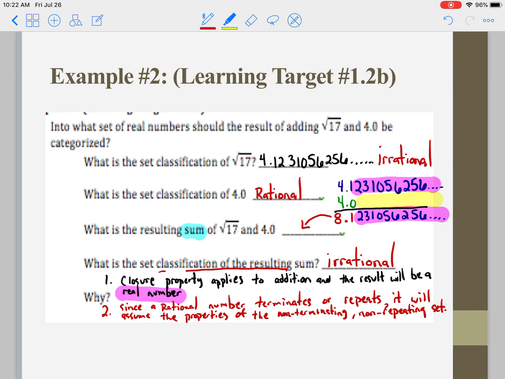And so when you look at the explanation, your explanation is going to be that the closure property will apply to addition, and the result of two real numbers, which irrational and rational numbers are both contained within the set of real numbers, will be a real number. However, that real number will assume the properties of the irrational, non-terminating, non-repeating set.